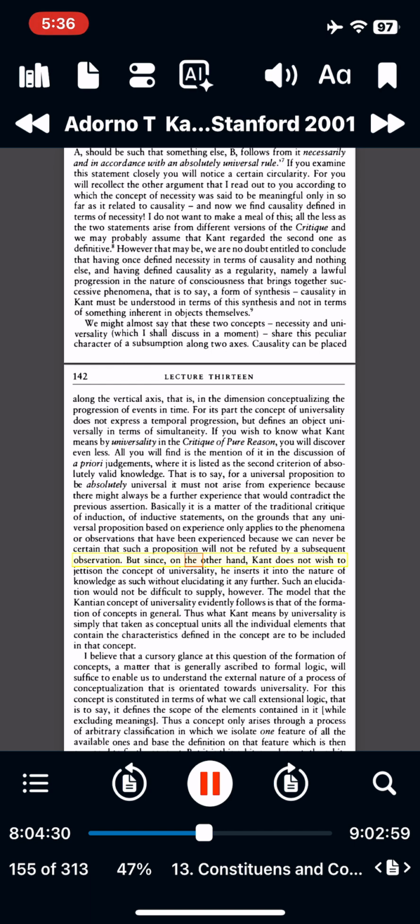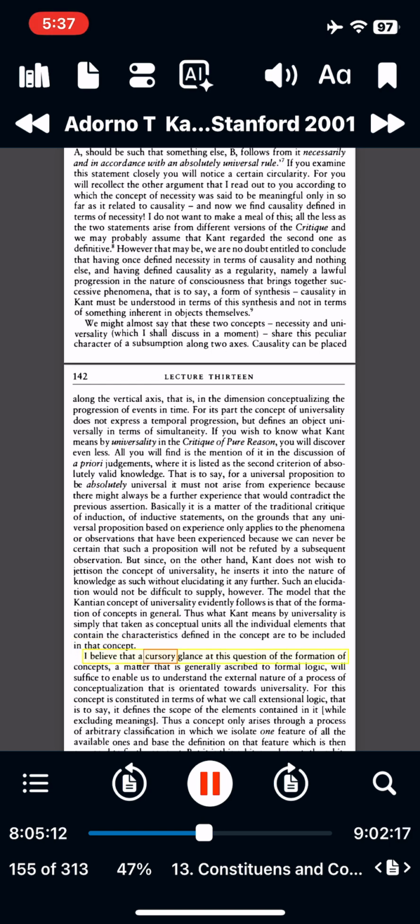But since, on the other hand, Kant does not wish to jettison the concept of universality, he inserts it into the nature of knowledge as such without elucidating it any further. Such an elucidation would not be difficult to supply, however. The model that the Kantian concept of universality evidently follows is that of the formation of concepts in general. Thus what Kant means by universality is simply that, taken as conceptual units, all the individual elements that contain the characteristics defined in the concept are to be included in that concept.